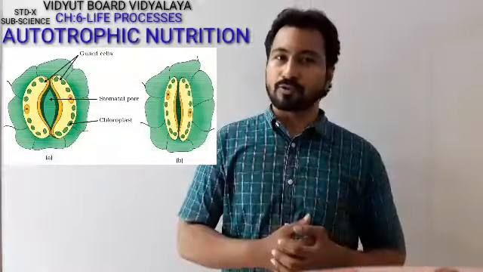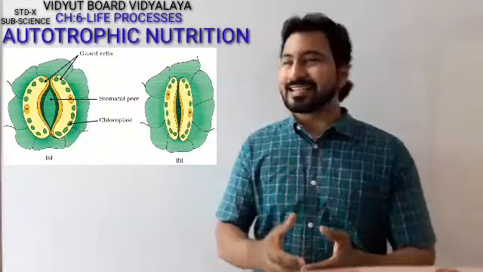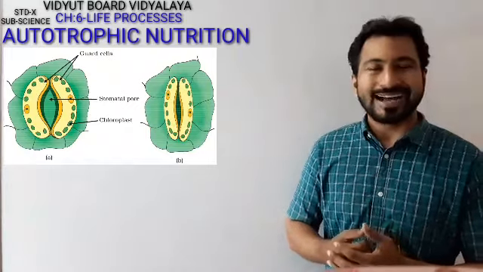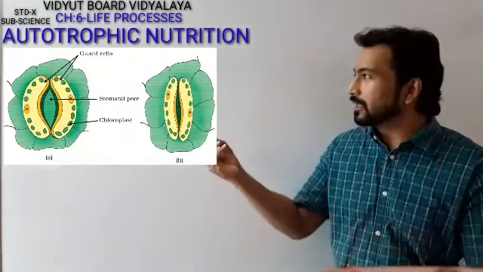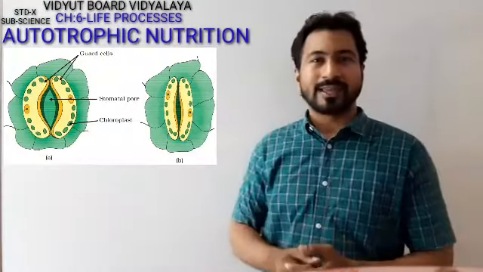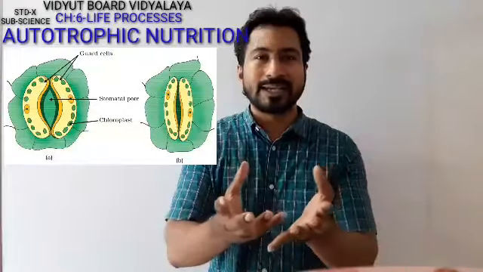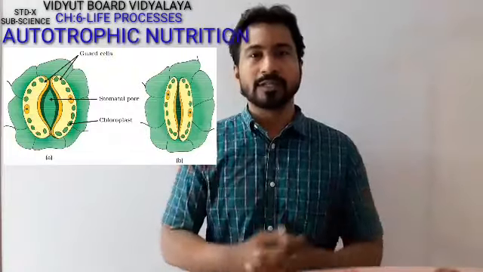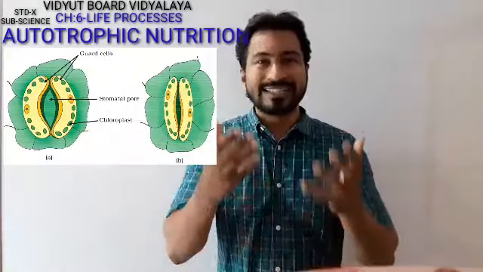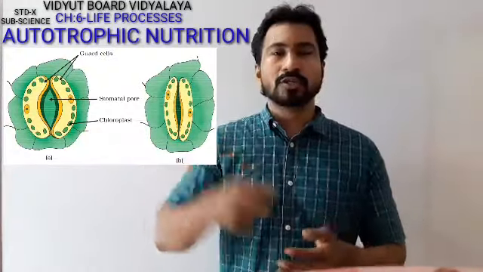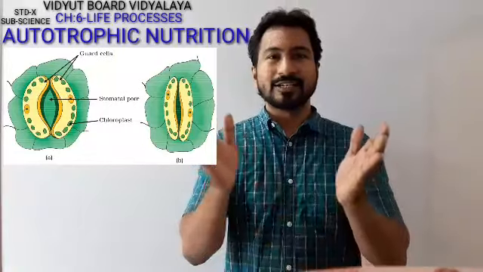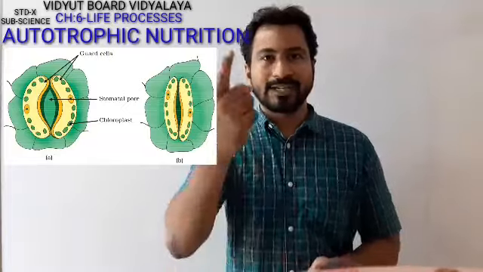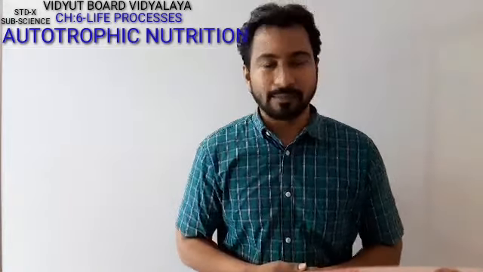Now, how do they do so? When the guard cells take up water, ultimately they swell. And as a result of this swelling, the guard cells open up and the pore is open. And when these guard cells lose water, they shrink and the pore is closed. So that is the first thing, about the carbon dioxide.